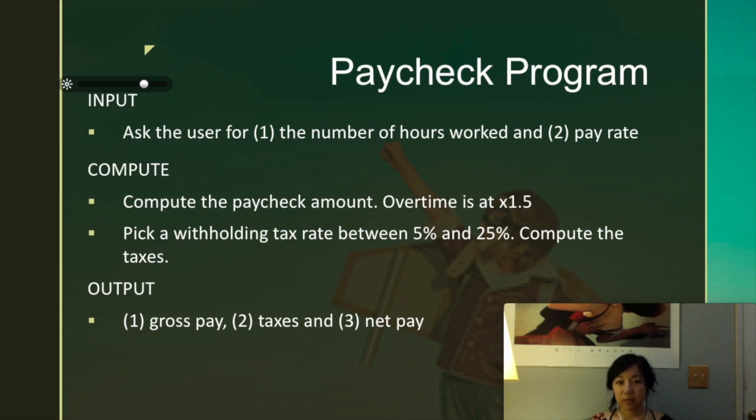We will pick a number between 5 and 25% as our tax rate, and we will calculate the taxes, we will calculate the gross pay, and then we will tell the user how much they are going to pay net. Net equals gross minus taxes, by the way.